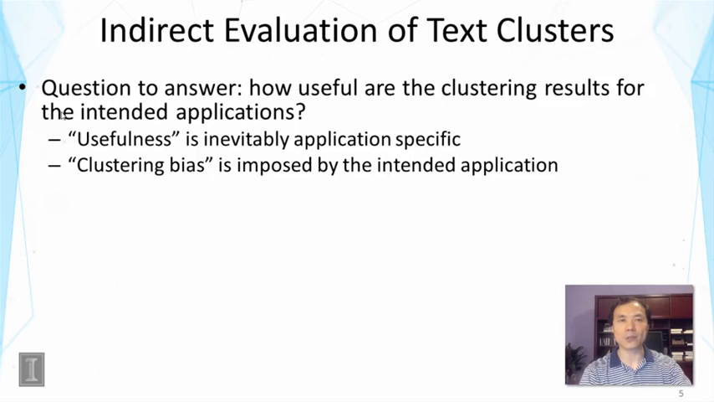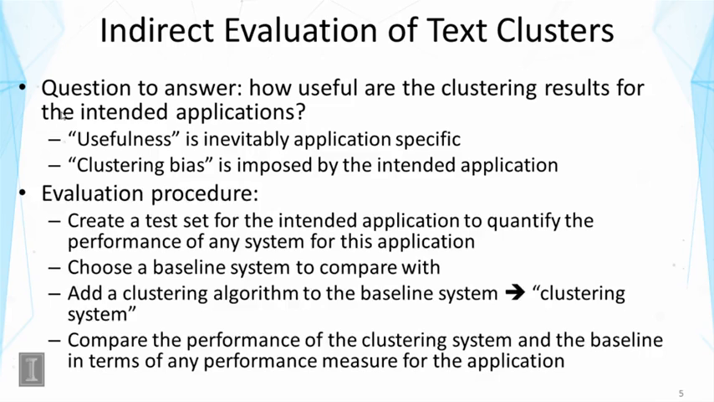In this case, the question to answer is, how useful are the clustering results for the intended applications? Now this, of course, is an application-specific question. So usefulness is going to depend on specific applications. In this case, the clustering bias is imposed by the intended application as well. So what counts as the best clustering result would be dependent on the application. Now, procedure-wise, we also would create a test set with text objects for the intended application to quantify the performance of the system.